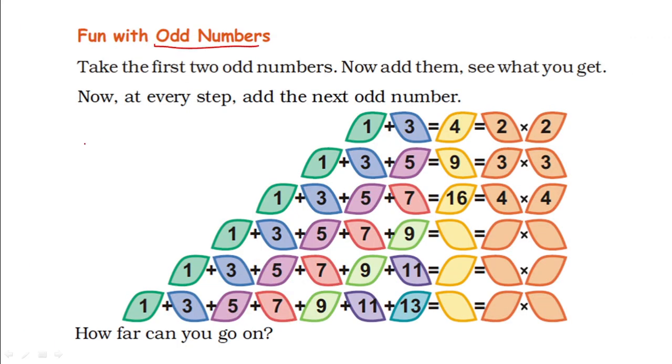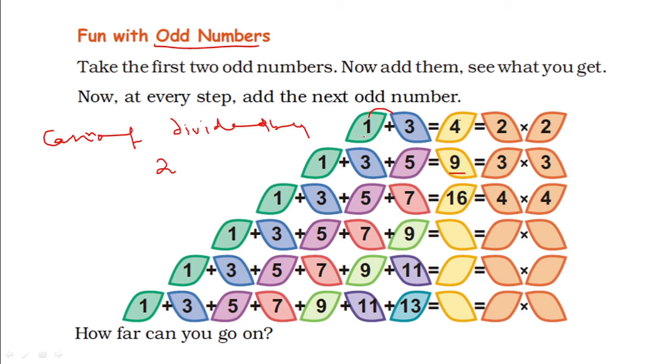Now one with odd numbers. What are odd numbers? Numbers which cannot be divided by 2. So a number which is not divisible by 2 is called an odd number. So we have to see the pattern. 1 plus 3 is 4. 1 plus 3 plus 5: 1 plus 3 is 4, plus 5 is 9.